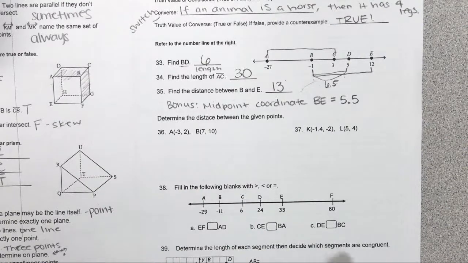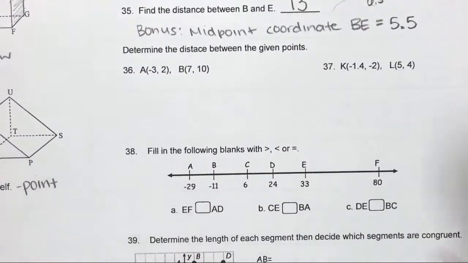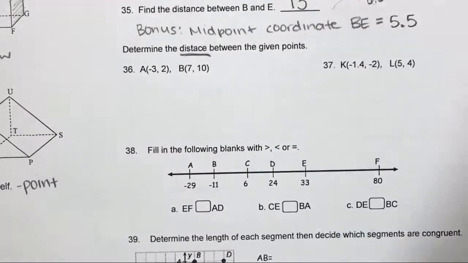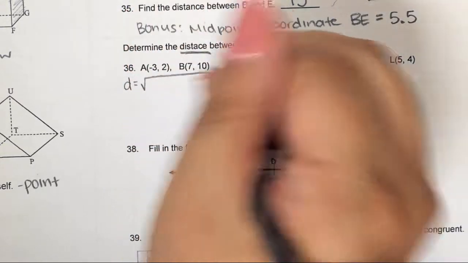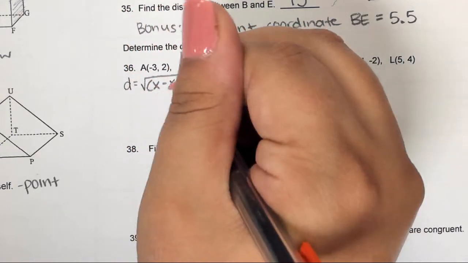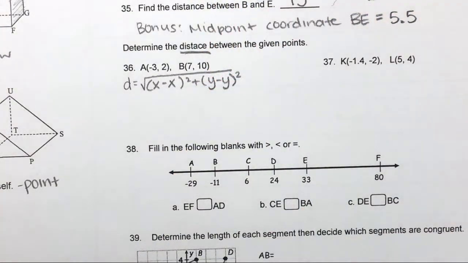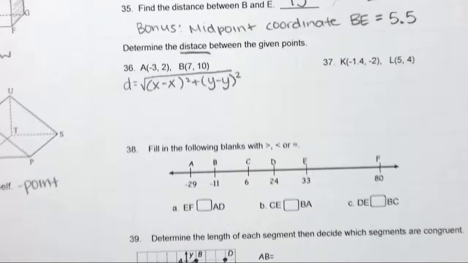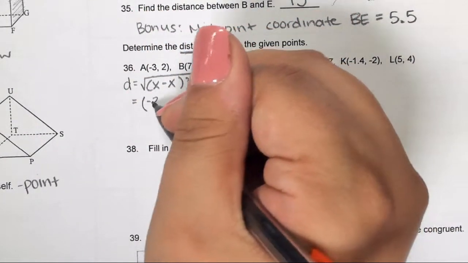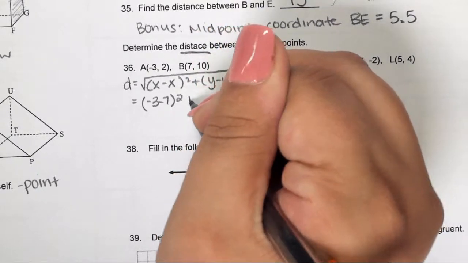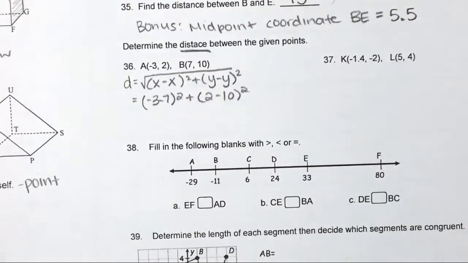Determine the distance between the given points. So I'm going to zoom in a little bit on this one so y'all can see. So I have to do distance formula. Oh, that's spelled wrong. Oops. So my distance formula is the square root of x2 minus x1 squared plus y2 minus y1 squared. And it does not matter which one you do as x and y. Do you agree? So, I'm going to do negative 3 minus 7 squared plus 2 minus 10 squared. Do y'all agree?